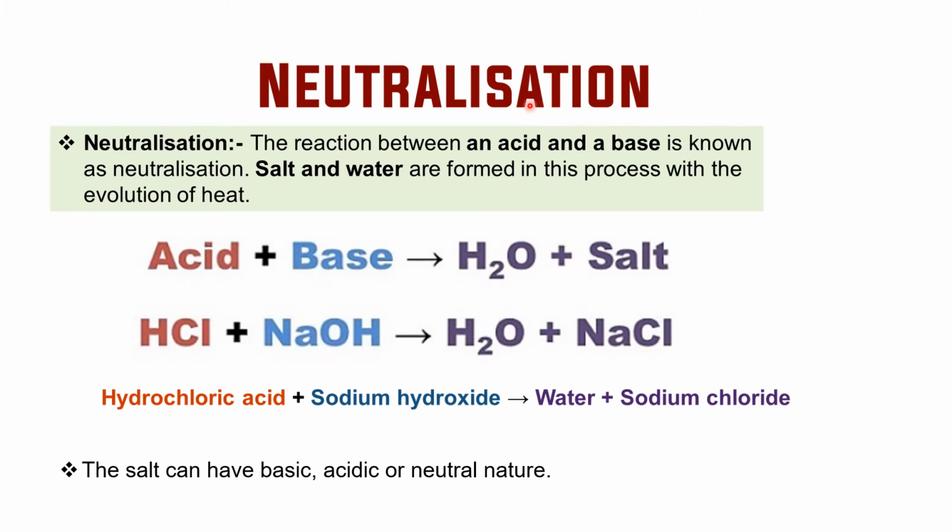When an acid and base react together, what do we get? Salt and water. So one acid reacts with one base to form salt and water. That process is called neutralization. When this acid and base work together, their activity is cancelled by each other. That is called neutral.